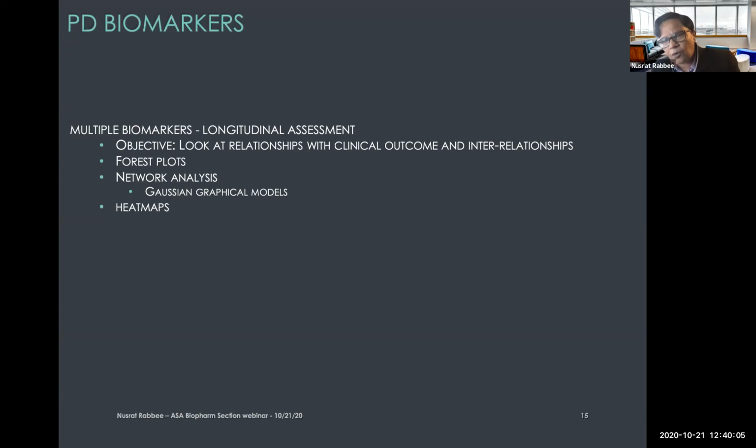So I give the code and an example for using network analyses for multiple biomarkers right from the PD biomarker part. And this is a topic that will come up again when we talk about the last part, which is combining biomarkers. And lastly, I use heat maps, which is a well-worn methodology in bioinformatics that can also be used to see how biomarkers follow each other. Yes, but I have found the network analysis to be more useful.